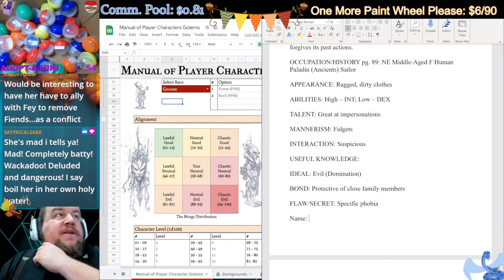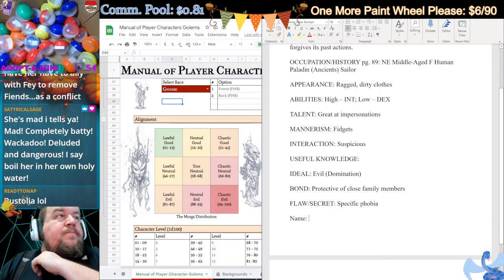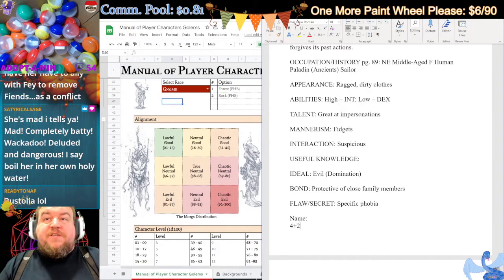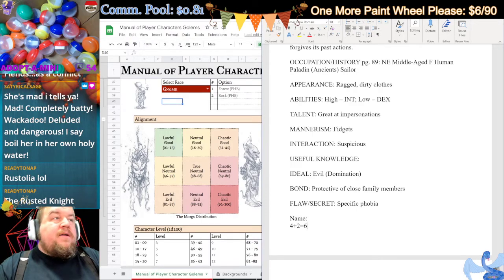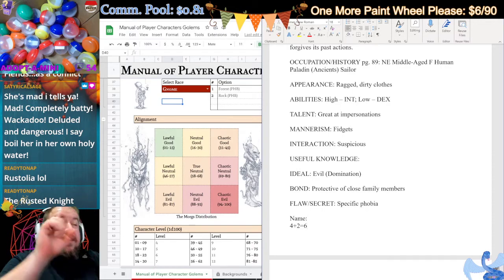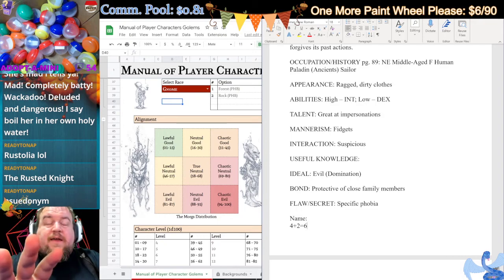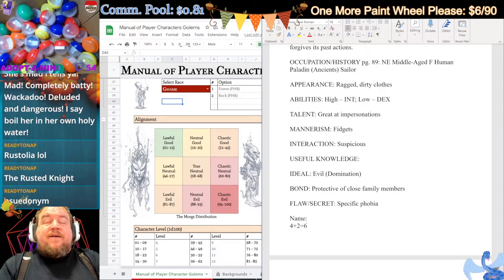Coffee Cat presents. Will you please type exclamation point 1d6 in chat? Exclamation point 1d6, please. Stops on a 4. All right. So 4 plus 2 is 6. We have a 6-letter name. So keep things like Rusted Knight, Rustolia in mind. I'm going to show you all a fun little naming way you can randomize names. So we have a 6-letter name here.